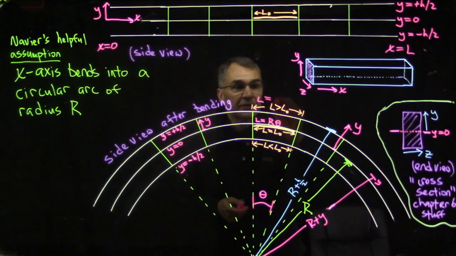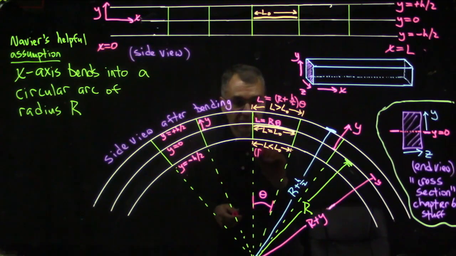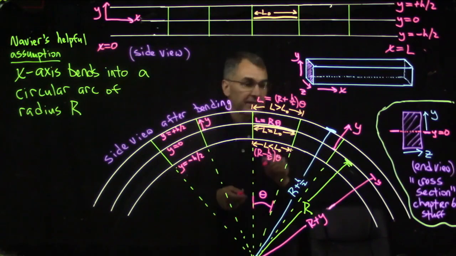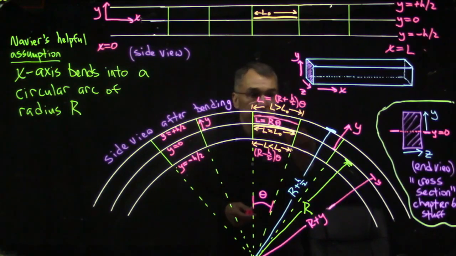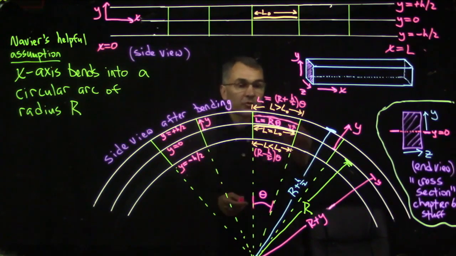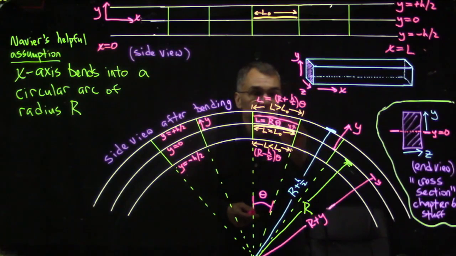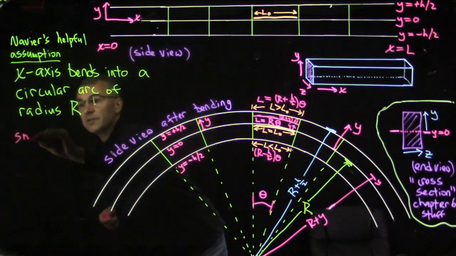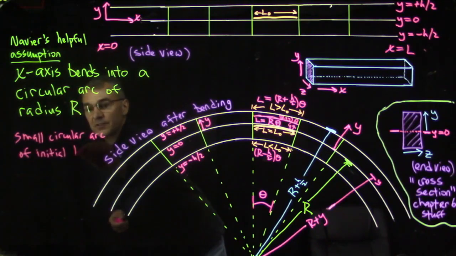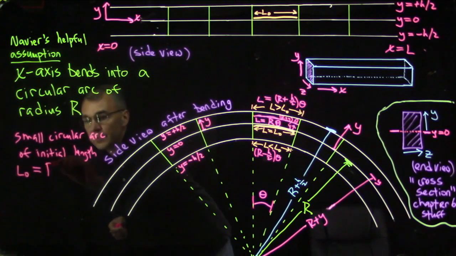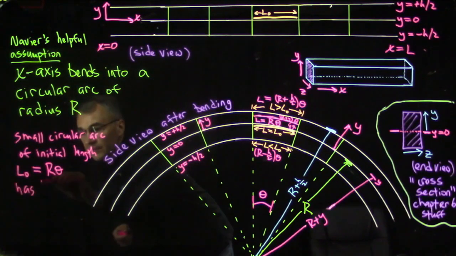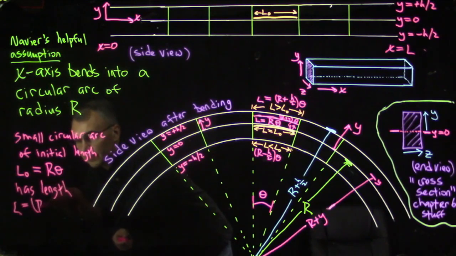And then we don't have to just say this is bigger than L0. We can say this new length is r plus h over 2 theta, and this is r minus h over 2 theta. And in general, if we have a distance y above the neutral surface, then this new arc length is r plus y times theta. So we had a small circular arc of initial length L0, which equals r theta, that has length L equals r plus y theta after bending.